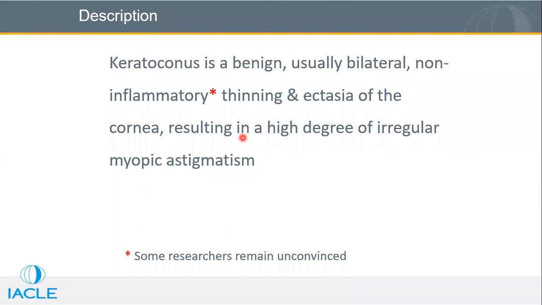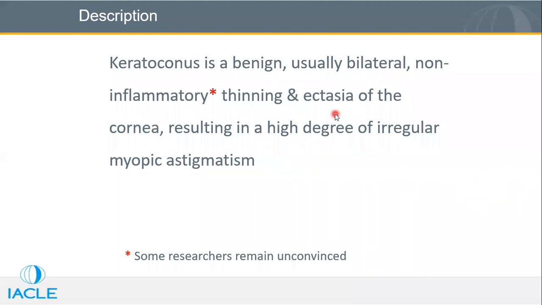There are some authors and researchers who consider keratoconus an inflammatory condition, as it has been seen to happen in inflammatory conditions also, like allergic conjunctivitis, where there is a lot of inflammation in the eye and eventually the condition leads into keratoconus. So it is a bilateral non-inflammatory thinning and ectasia of the cornea.